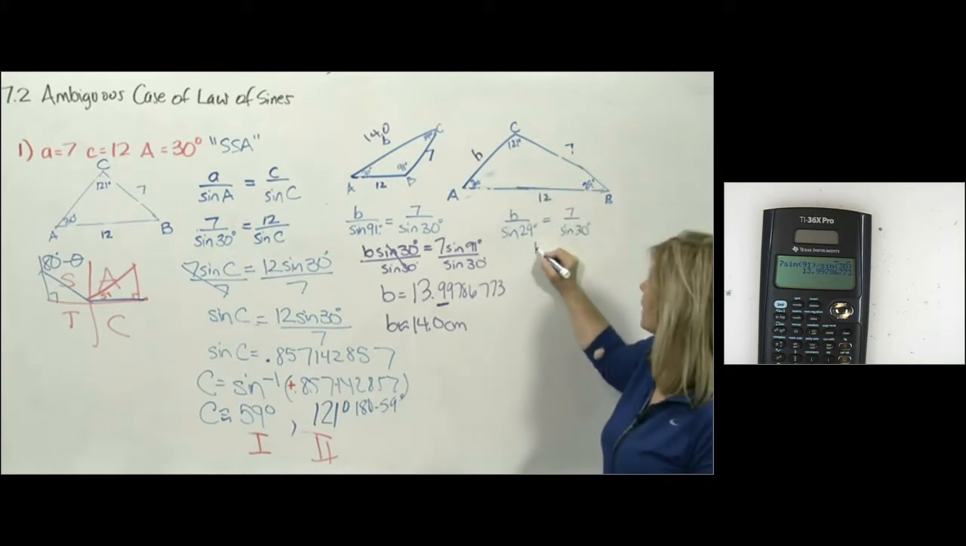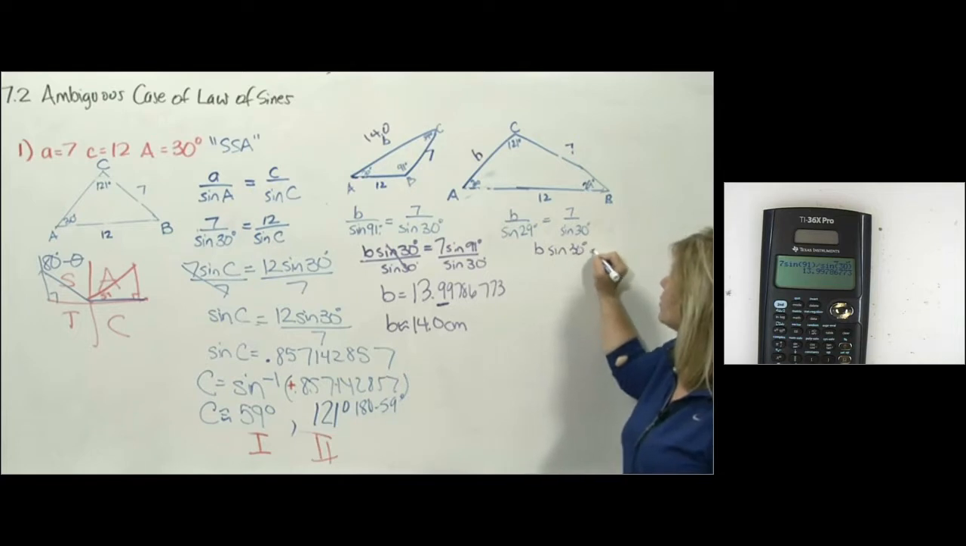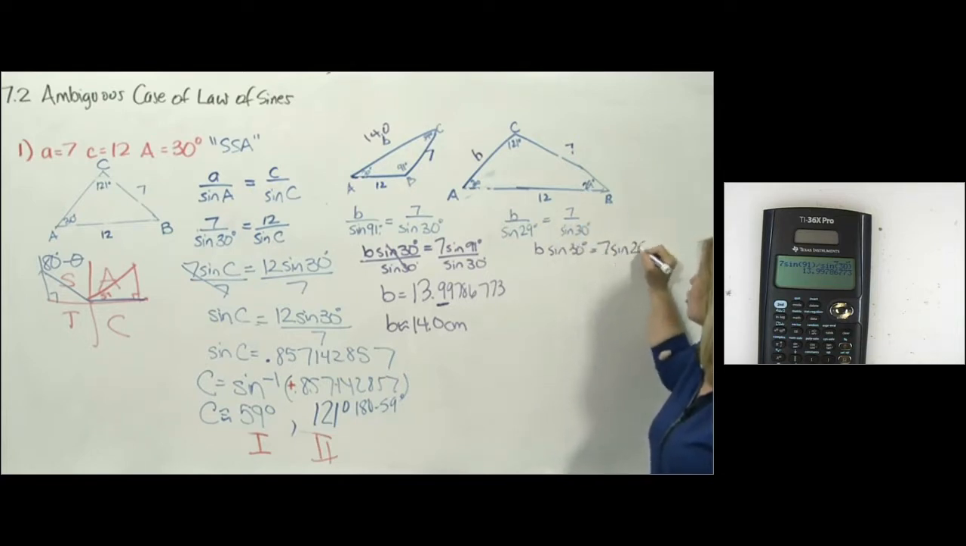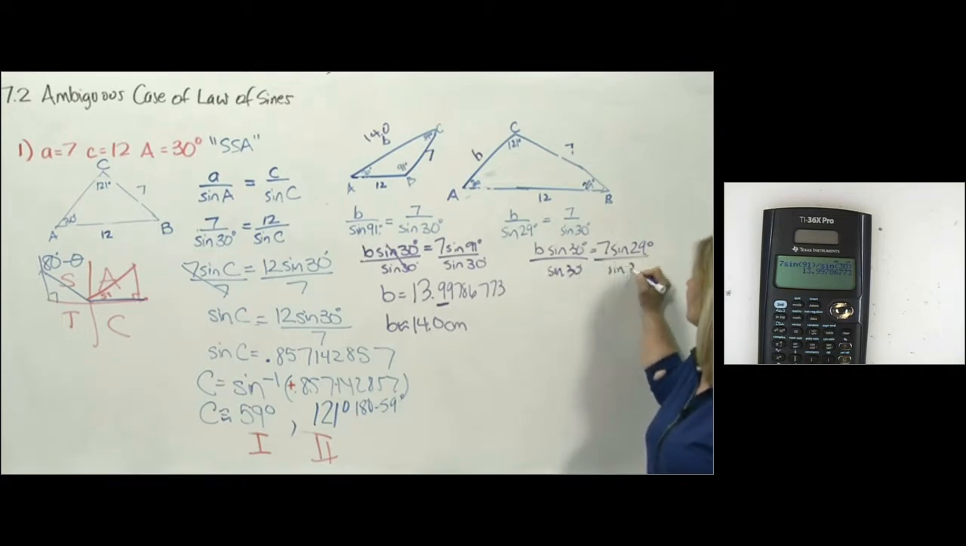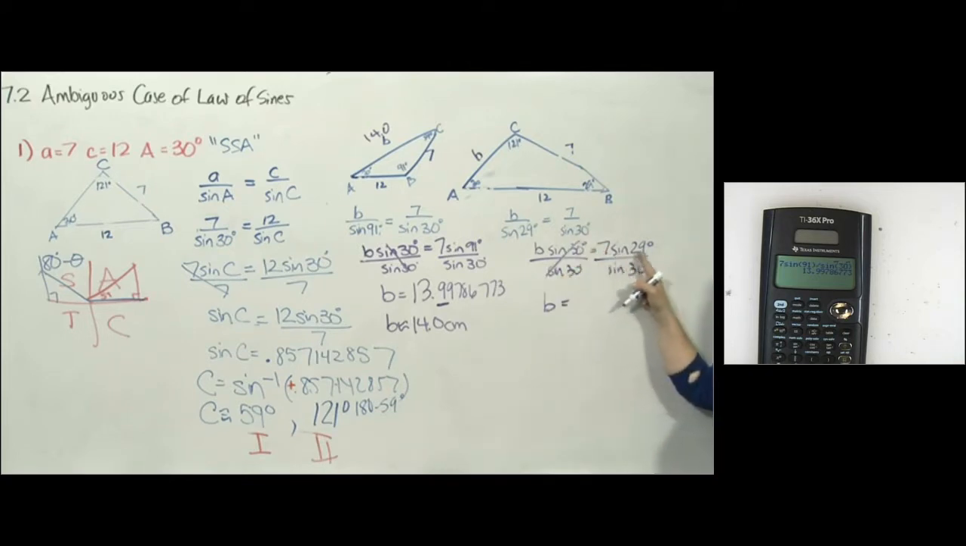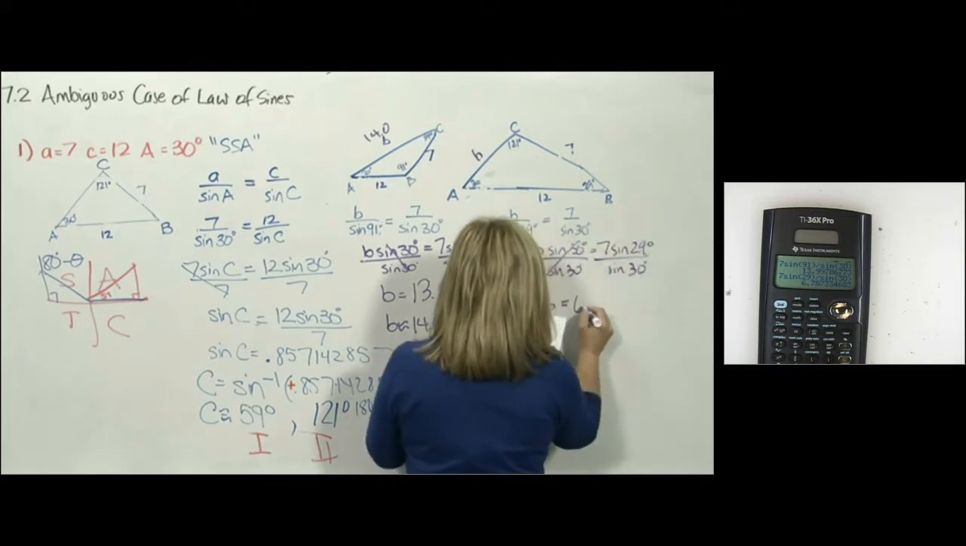I'm going to cross multiply. B sine 30 degrees equals 7 sine 29 degrees. I'm going to divide by sine of 30 degrees. So we're going to go to our calculator. We're going to do 7 sine of 29 degrees divided by sine of 30. Okay? So I'm going to type that in. 7 sine 29, close the degrees, divided by sine of 30. Here comes that decimal. Okay? So that decimal is 6.78.